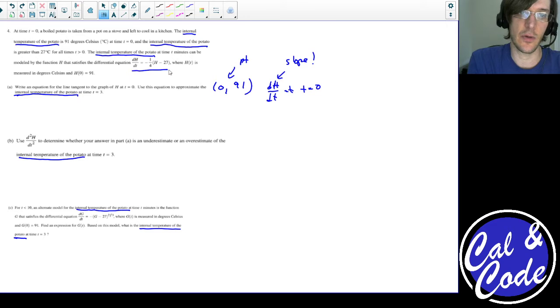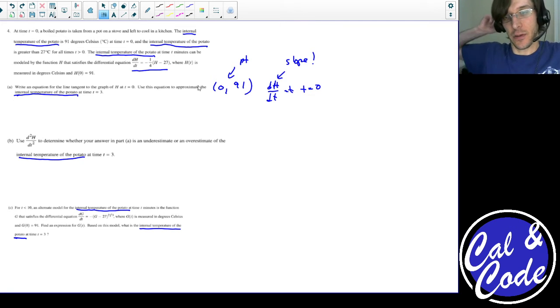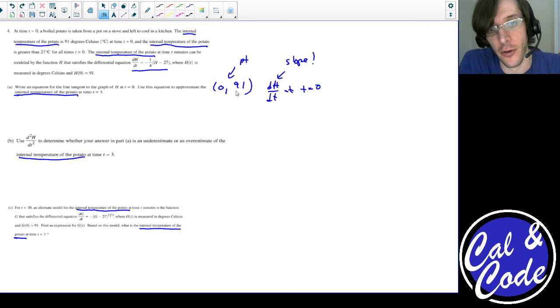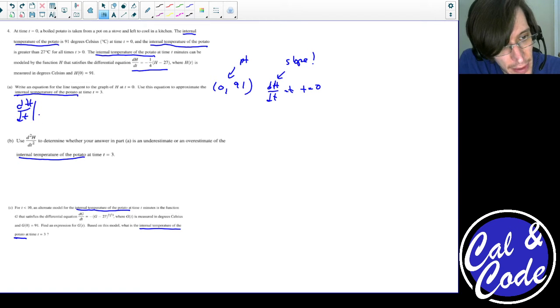Here's my dh/dt equation. However, I cannot put in time equal to 0 into it. So there was a small change. Since I can't put time equal to 0 in it because time is not a variable in there, what can I do? Well, I can put the other part of the point in there. I know what h is. So I can say dh/dt at (0, 91) is equal to negative 1/4 (91 minus 27).